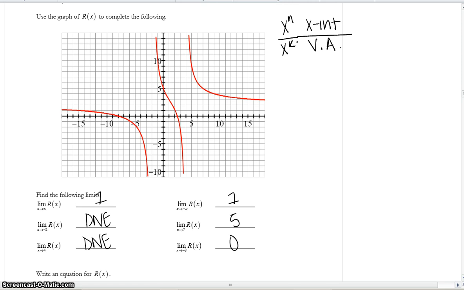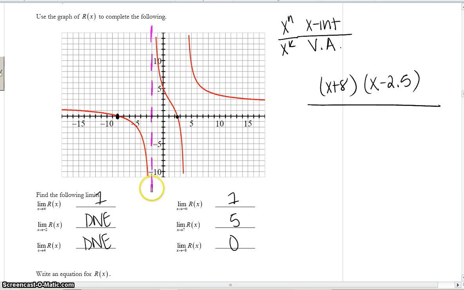Let's find our x-intercepts first. It looks like we've got one right here. So that's -8, so that's x plus 8. And it looks like we've got another one here at 2.5, so x minus 2.5. And vertical asymptotes, let's see. We've got vertical asymptotes, looks like right about here at -2, which means we have x plus 2. And it looks like we've got another one right about here at x equals 4. So x minus 4.